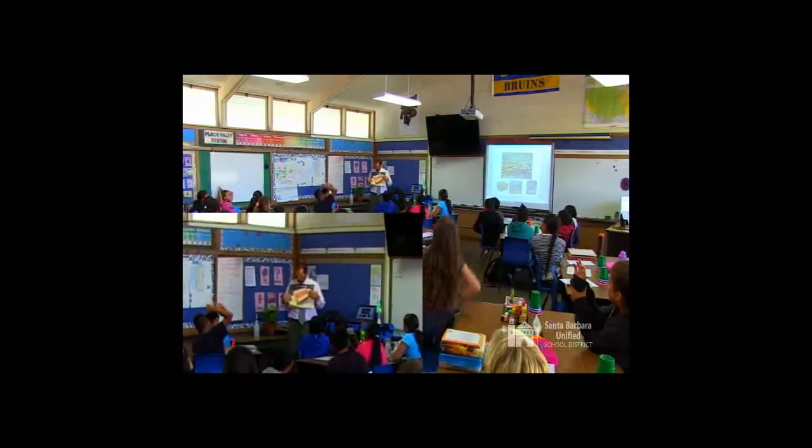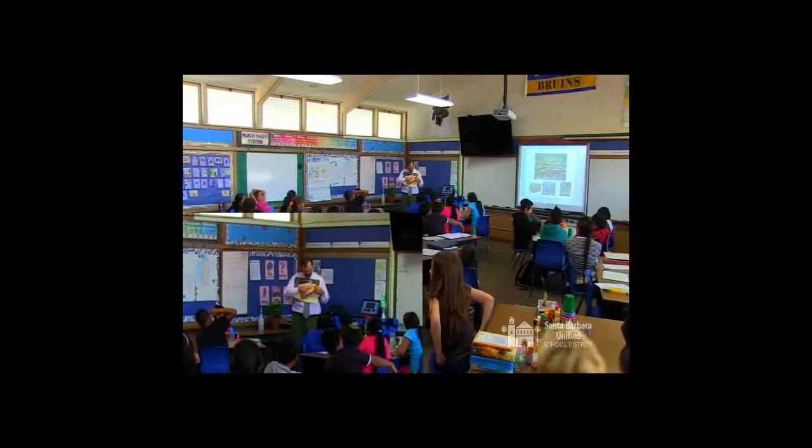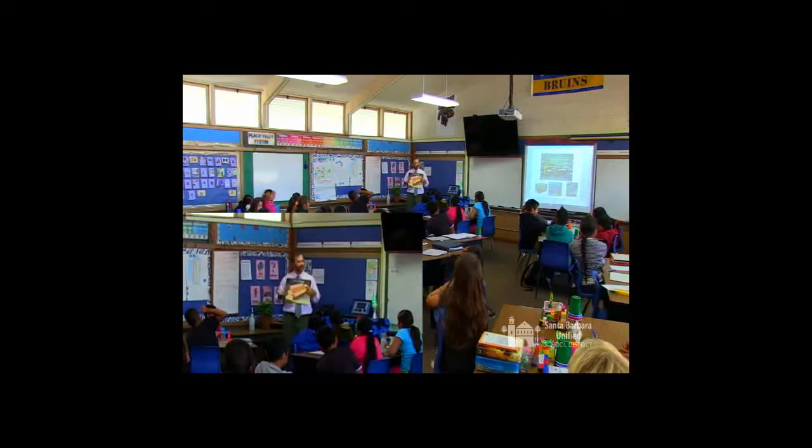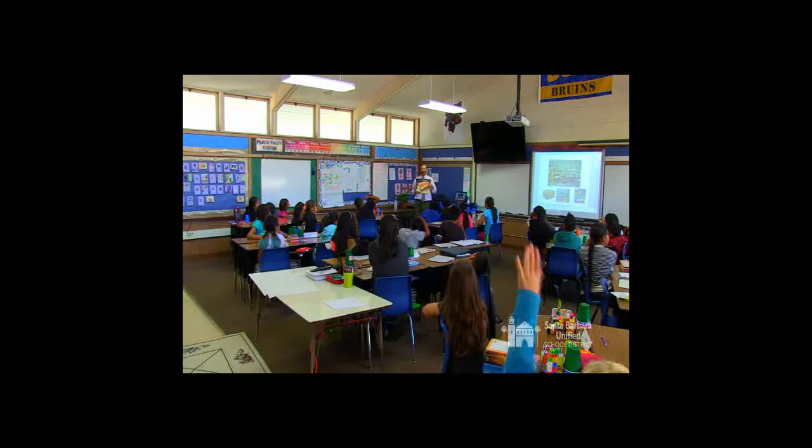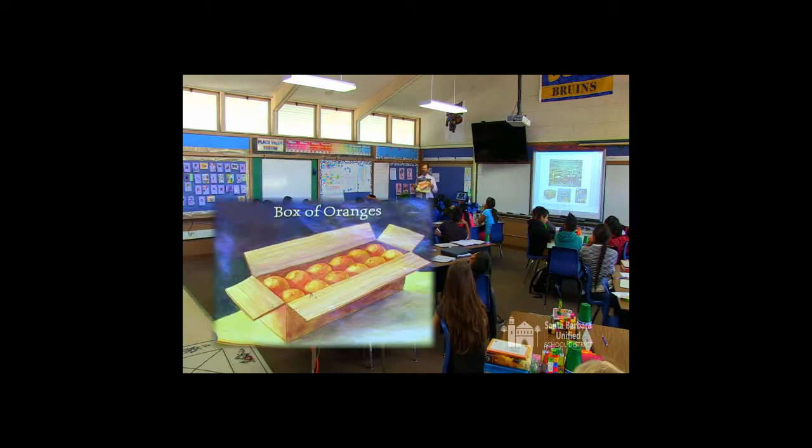A 6 by 2. So you see 1, 2, 3, 4, 5, 6 by 2. A 6 by 2. How many oranges is that? 12. Okay. So I got a 6 by 2. Does everybody agree? Yes. Now, what about this? Does that change it? Jonathan, what do you think?